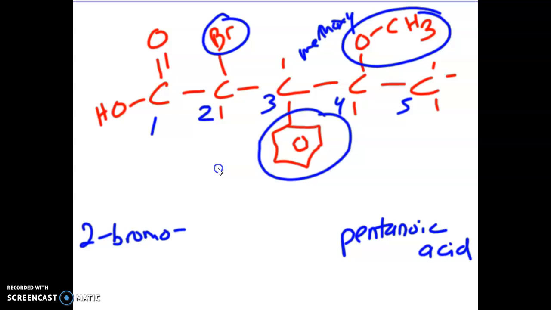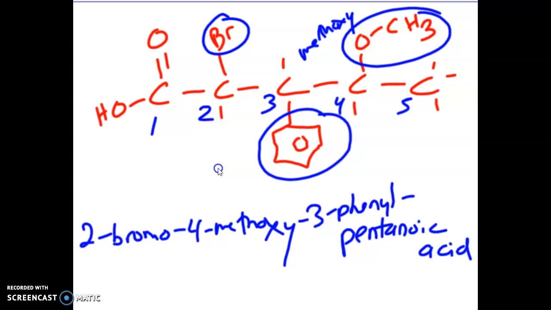Okay, LMNOP, so my methoxy is coming next. So we have 4 methoxy. And then we're going to have a 3 phenol. Okay, so that's kind of squished in there. But the 3 phenol would be written before the, actually we don't even need this dash, pardon me, because there is no number. So it's just 3-phenyl pentanoic acid.